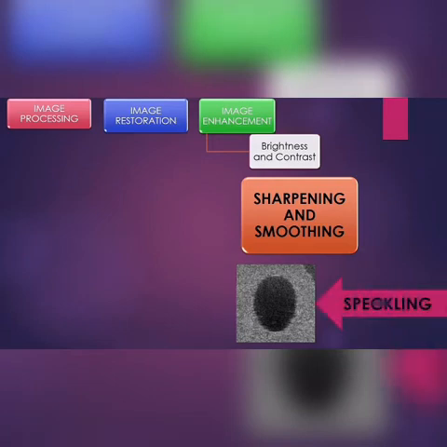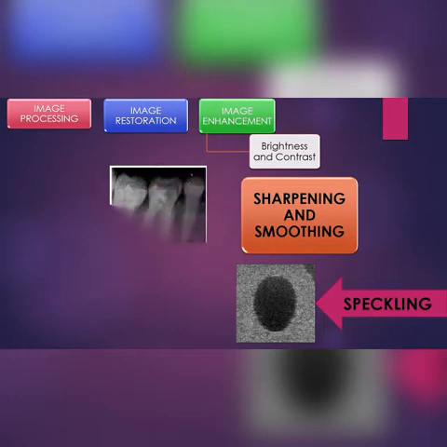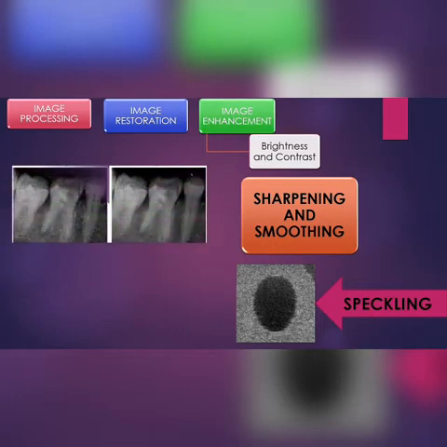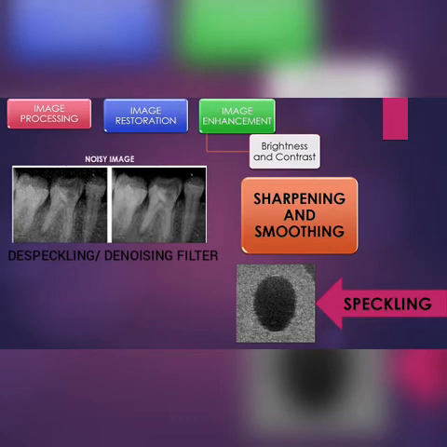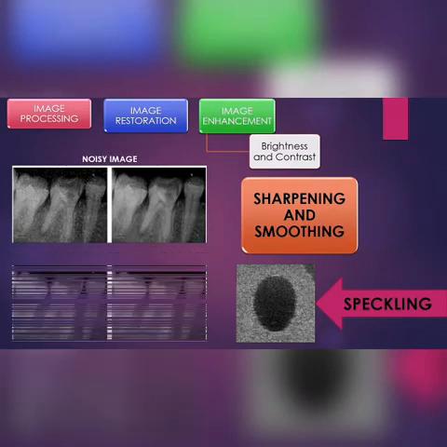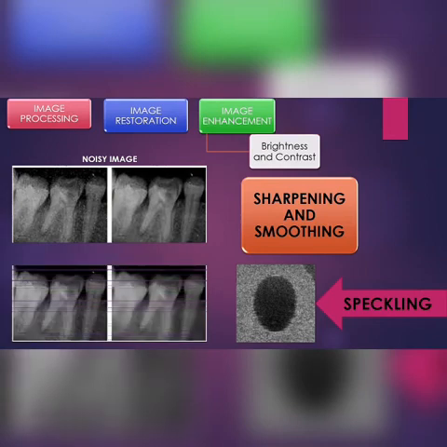Okay, speckling is a special type of high frequency noise that will be characterized by isolated small regions surrounded by lighter or darker regions. There are filters that are available in the management software systems that will smooth the image, and sometimes these are called noise or despeckling filters.